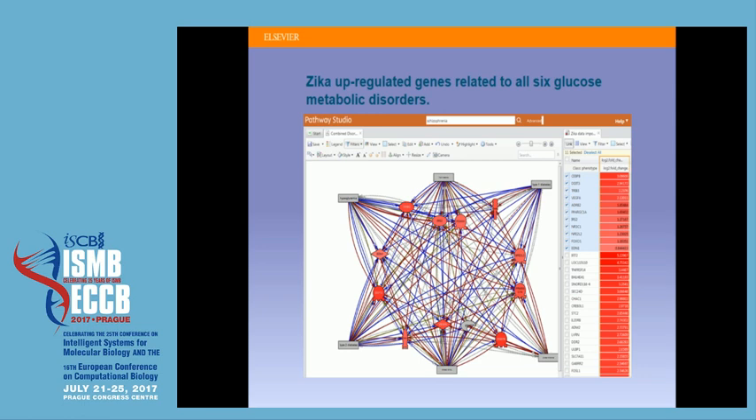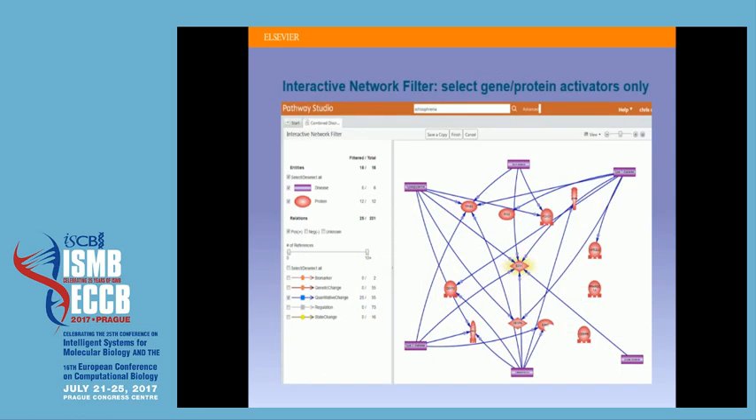Great, and it was difficult for me to understand where I would go from there. So we have invented a method which allows you to control the hairball. The way we do that is called our interactive network filter, and it's really great.